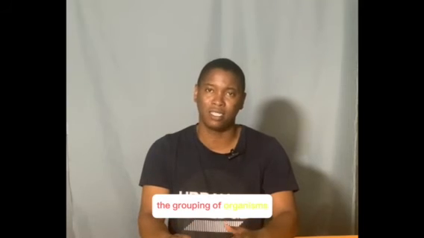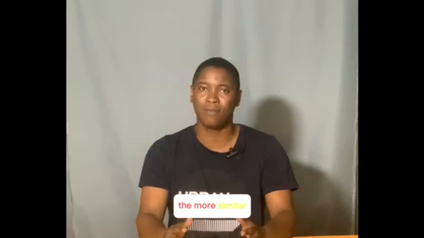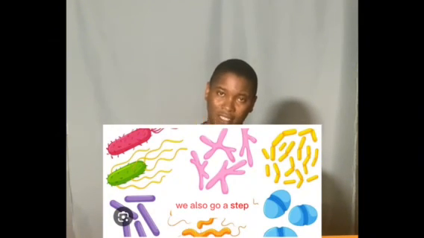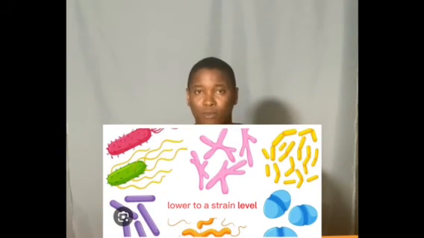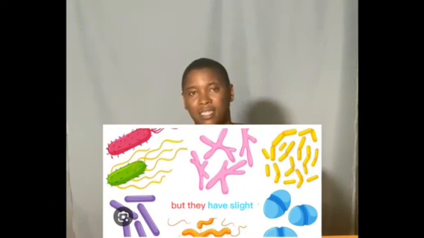So this brings us to the end of our class on classification. Classification here, we are talking majorly about the grouping of organisms into different groups based on the similarities of their characteristics. The more similar organisms look, we group them all together. And then we talked about taxonomic ranks, where we know that we have kingdom, phylum, class, order, family, genus, and species. And then it's important to also note that in microbiology, we go lower than species. We also go a step lower to a strain level. We have strains, which are all members of the same species, but they have slight variations.